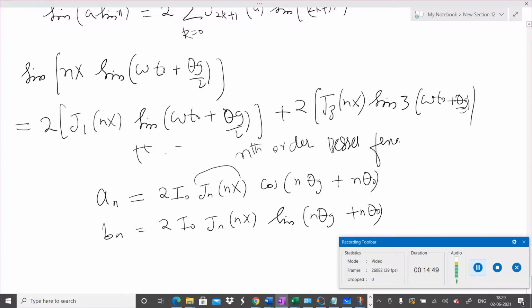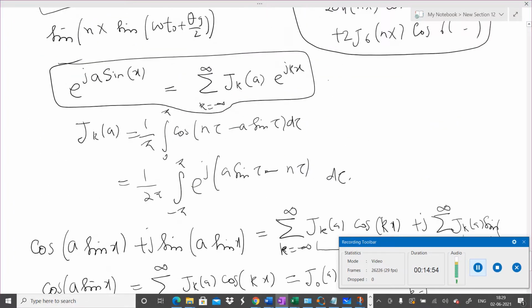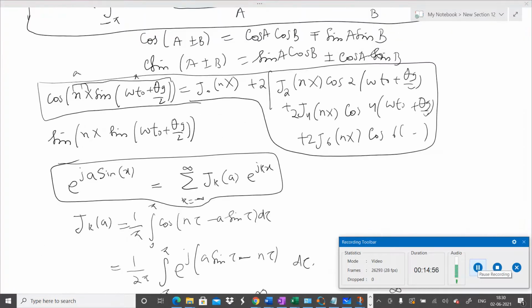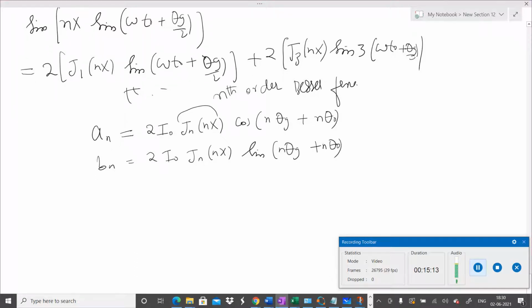Basically, when you have these terms in the integral, J naught nx, then J2 nx, J4 and cos, and after evaluating these integrals one by one, they will get simplified to this. Just as an exercise, try it. If there is any difficulty, we can discuss it later, because we have to complete a lot of stuff, so I'm only mentioning the main steps. Now we can come back to I2.